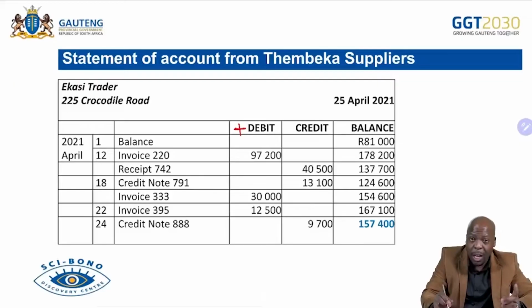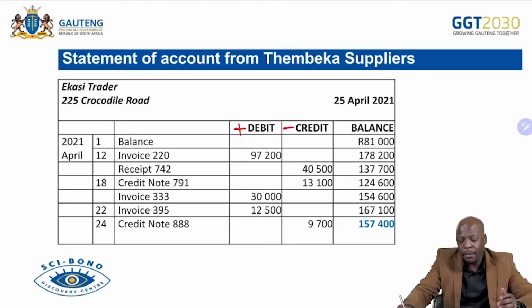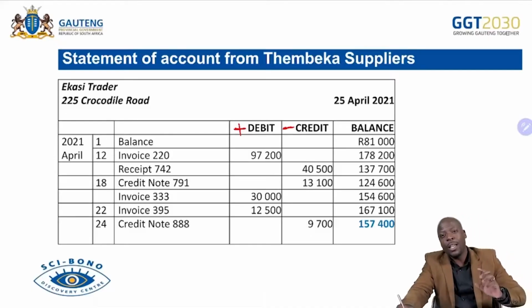On the debit side, you're going to have a plus. But on the credit side, you're going to have your minus. Okay. All right. Let's now see if items are recorded on the right side. The first one is an invoice. Should an invoice be on the plus side? Remember, I told you your invoice should always have a plus.